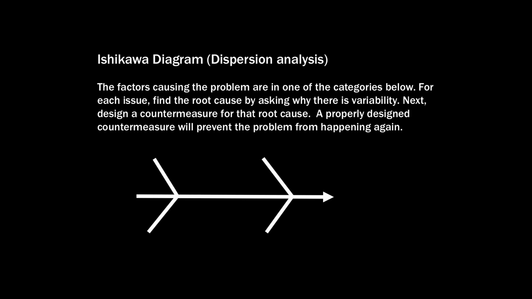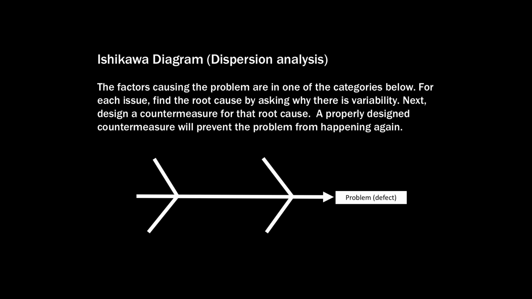So once again, the factors causing the problems are in one of the four categories that you'll see here below. For each issue, you're going to find the root cause by asking why there's variability there. And then you're going to design a countermeasure for that root cause. And again, properly designed countermeasures prevent the problem from ever happening again.